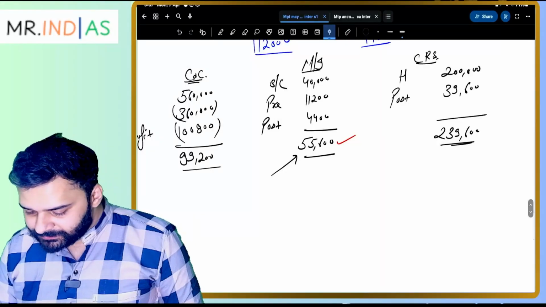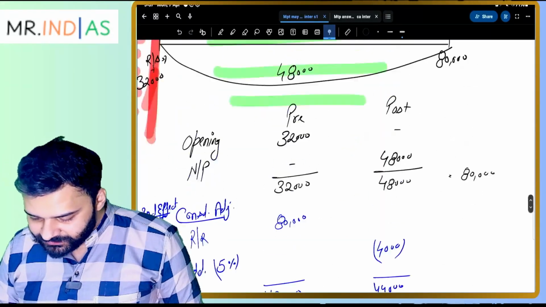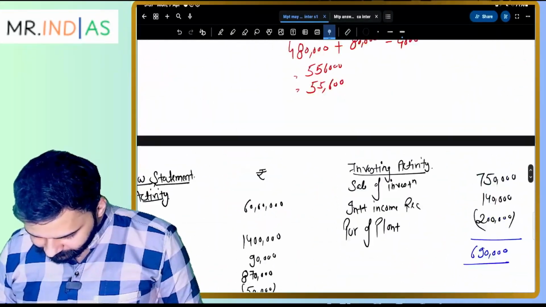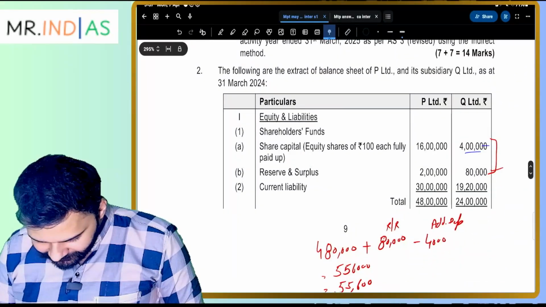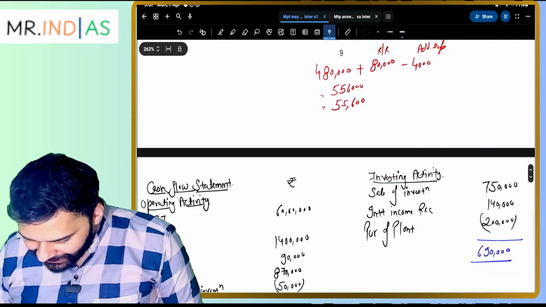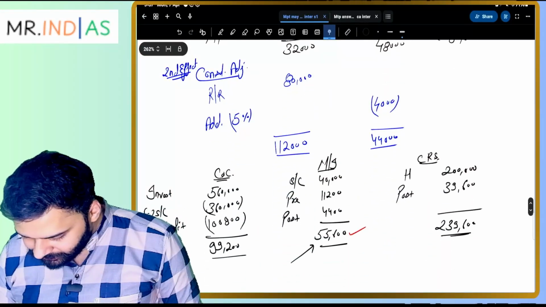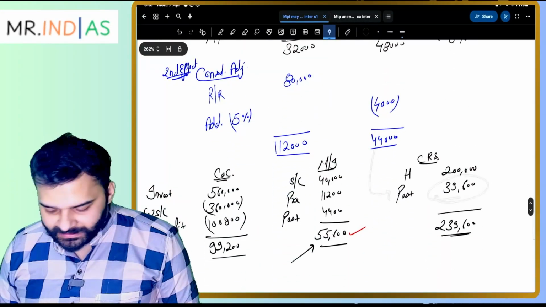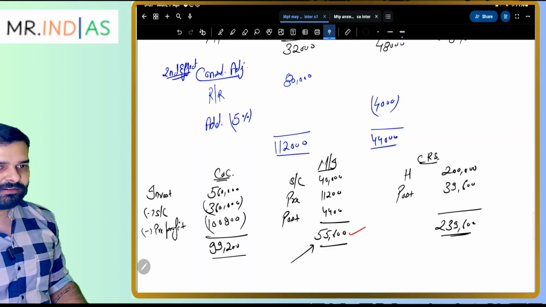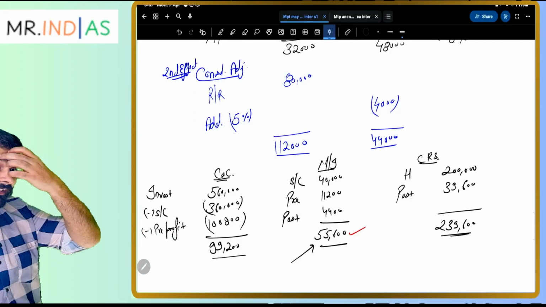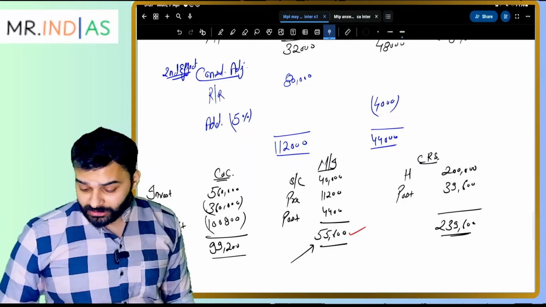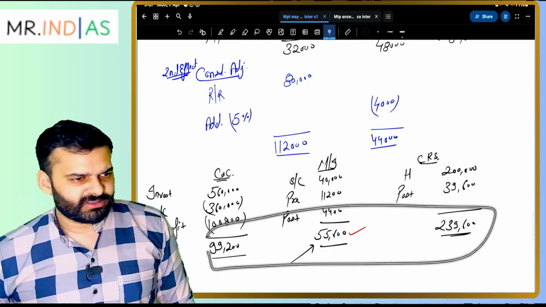Consolidated reserve and surplus: you take H Limited reserve and surplus, which is 2 lakh. Add post profit, 44,000 into 90%, which is 39,600. So consolidated reserve and surplus would be 2,39,600. So these will be the main items of your consolidation.